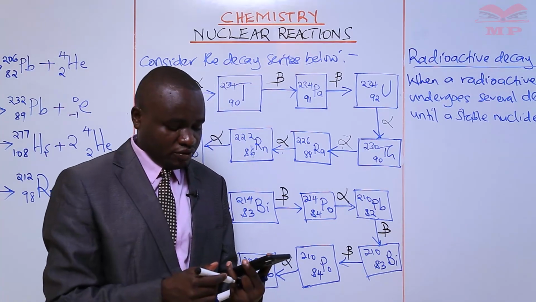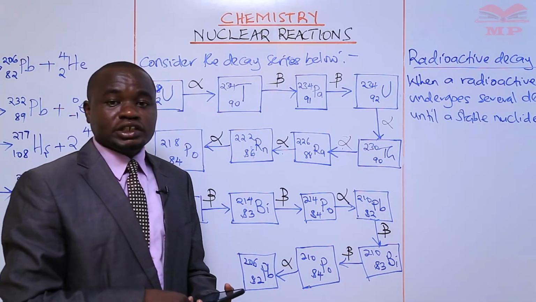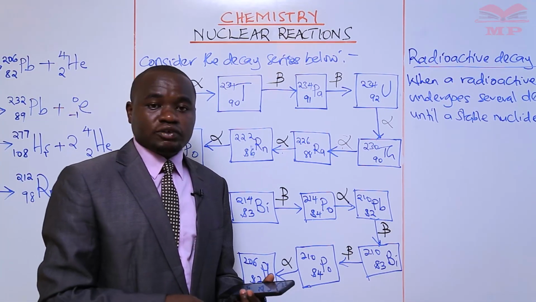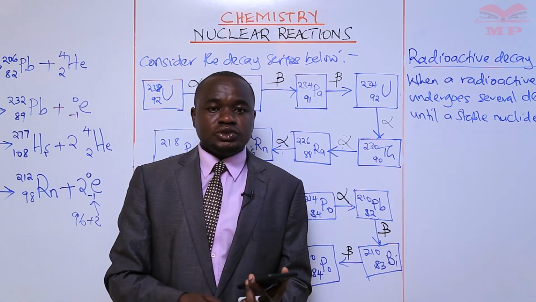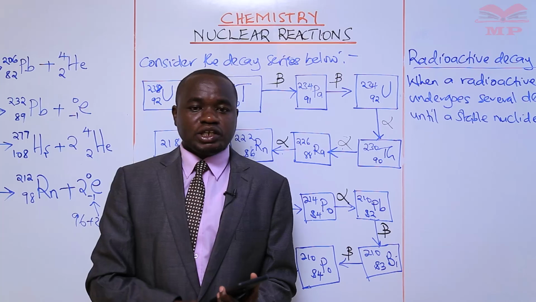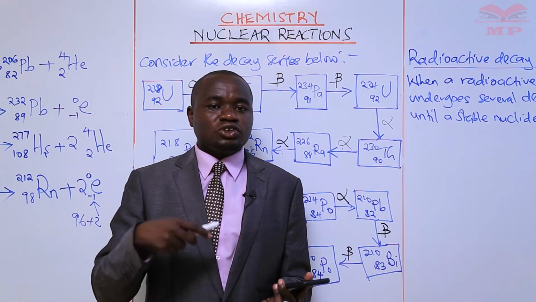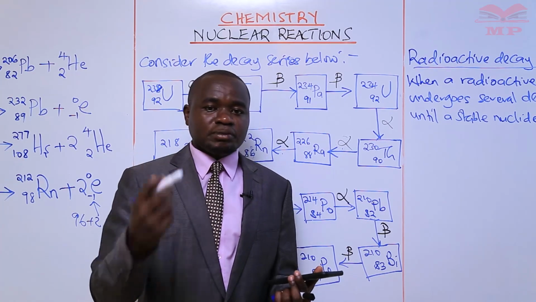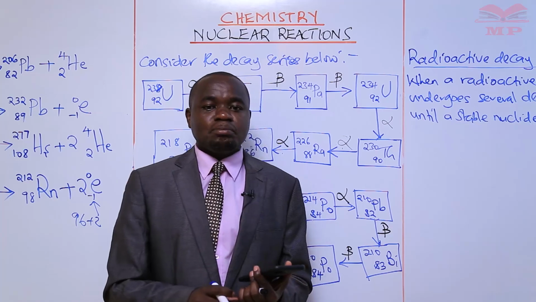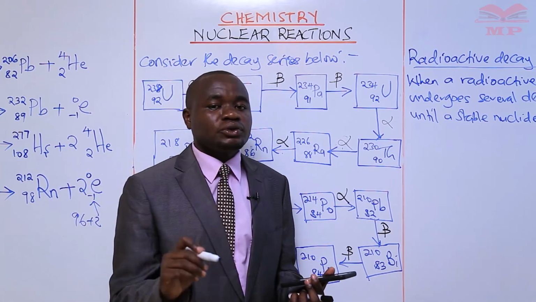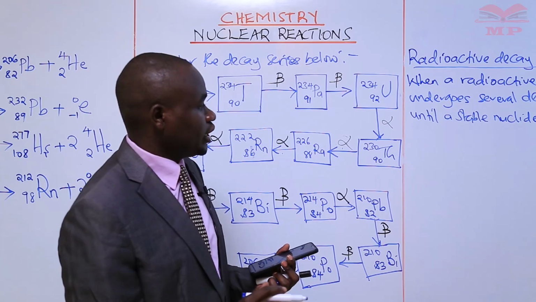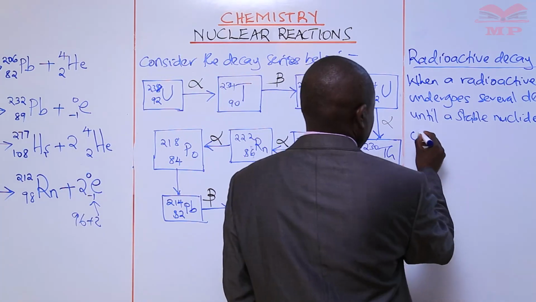So my dear student, we have learned that when writing nuclear equations, if there is emission of an alpha particle, the mass number reduces by 4, atomic number reduces by 2. If there is emission of a beta particle, the mass number does not change, but the atomic number is increased by 1. So I want you to try the following questions.